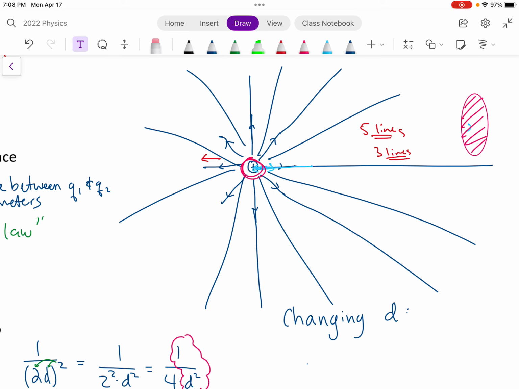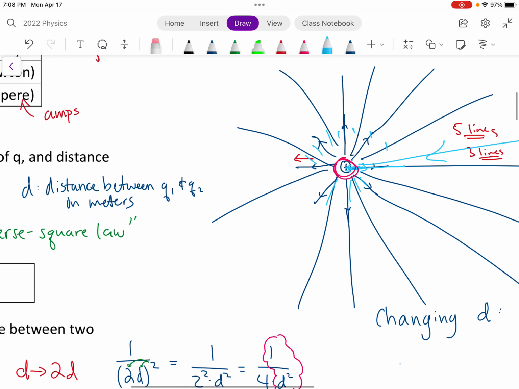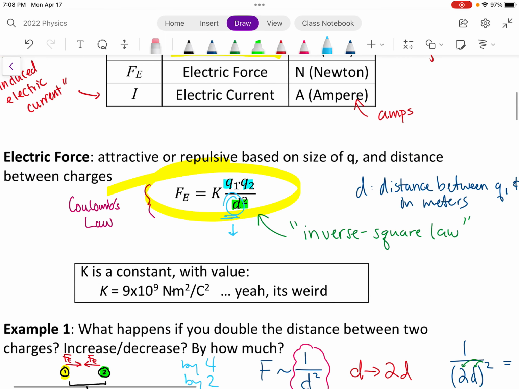So the further out you go, the less interaction you have with the field lines that are coming off of the charge. Less interaction is going to mean less force. If you go closer in, you're going to get more interaction with the field lines, you're going to get more force. So that's why there's this inverse relationship between distance and force. Now it's specifically an inverse square relationship, because as you increase the distance, you decrease the force. That's an inverse relationship. One gets bigger, one gets smaller.